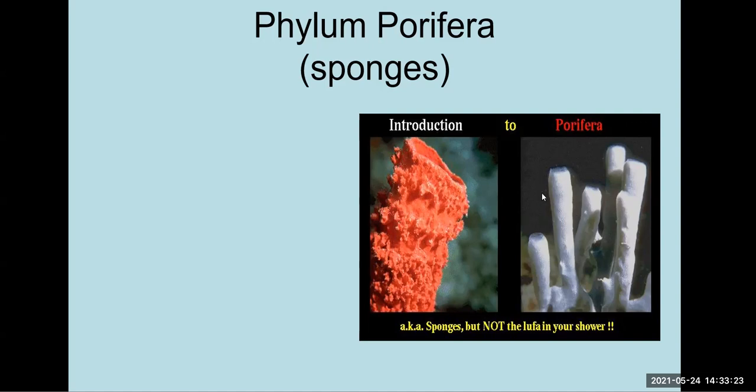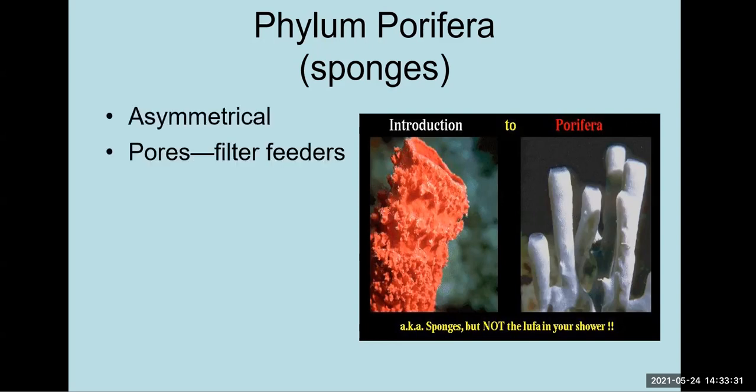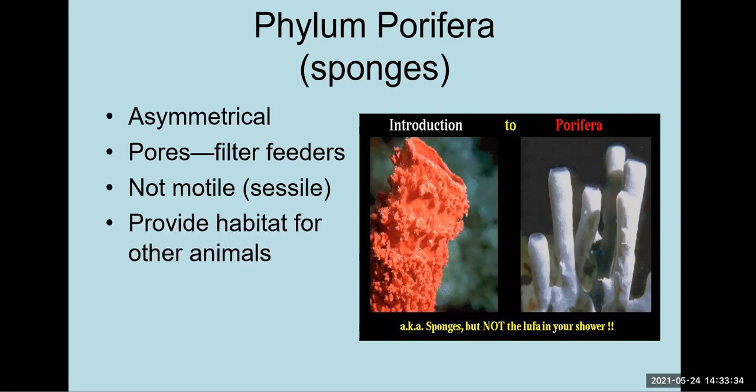When you look at these guys, these sponges cannot move by themselves, right? They are called sessile or not motile. They have pores because they filter those small things that they eat. They feed on those small floating things. They are asymmetrical. What do you mean by asymmetrical? When you cut them in half, they are not equal on the left side and right side, right?